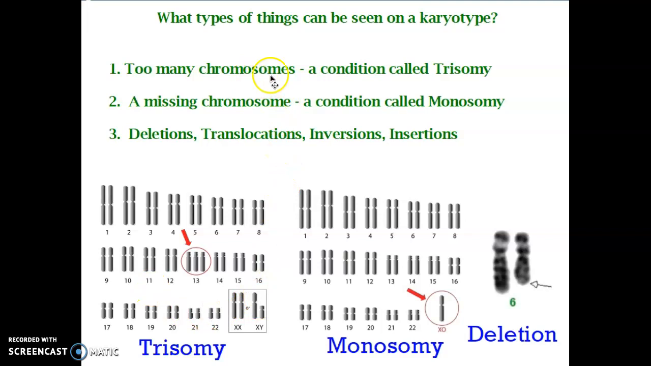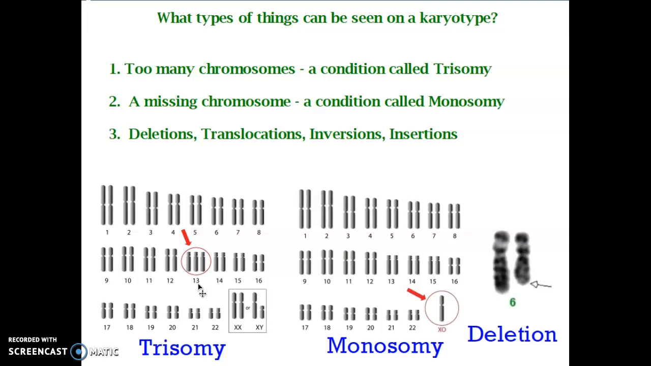Sometimes there can be too many. There might be 3 of them. So this is called a trisomy. Think of a tricycle, right? 3 wheels. See how here at set 13, there are 3 chromosomes instead of 2. This is caused by a non-disjunction.